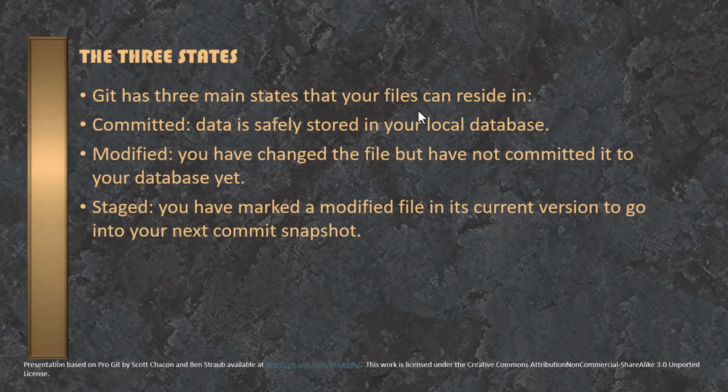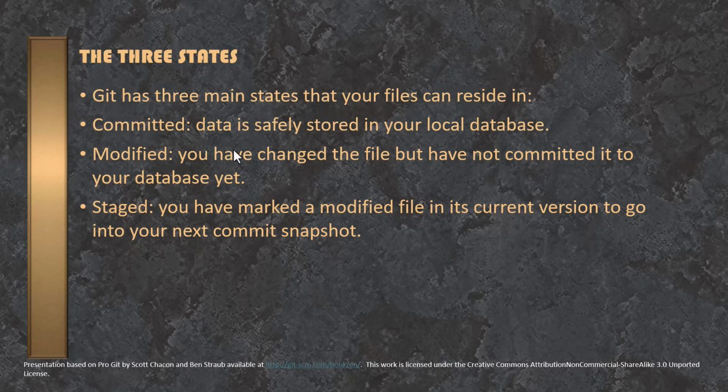So Git has three main states that your files can reside in: committed, data is safely stored; modified, you have changed the file but have not committed it to your database; and then staged, you have marked a modified file and its current version to go into your next commit snapshot. So these terms are important to understand and use.